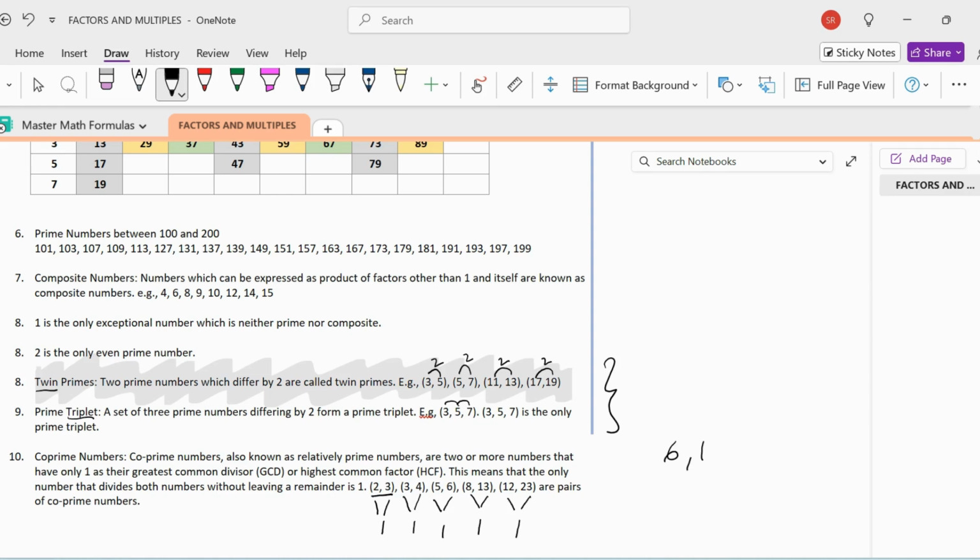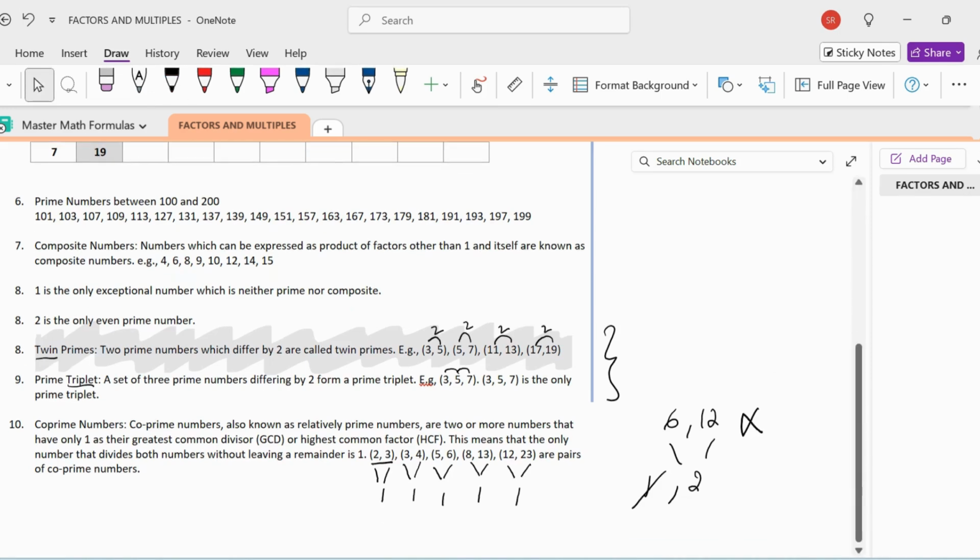Can I consider 6 and 12 to be coprime? No, because they have a common factor 2 which is other than 1. Clear? So this is not coprime. So coprime numbers are numbers which have 1 as their only common factor. I hope it's clear, children.